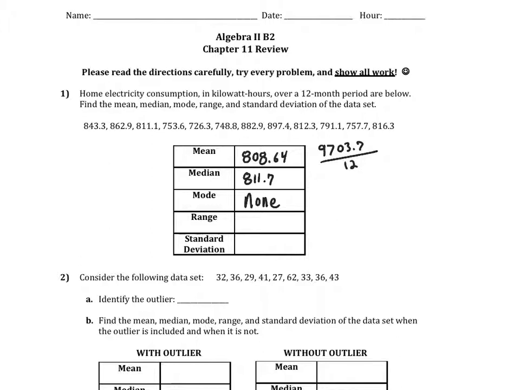Our range is our biggest number subtracted from our smallest number. So we'd have 897.4 minus 726.3, making our range 171.1. And our standard deviation, what we're going to need to do is get on our calculators. We need to hit the stat button, hit enter, enter in each one of these numbers, hit stat again, go over to calculation, and hit enter 4 times. Then we're looking for this symbol on our calculator, and our standard deviation for this situation is 53.158.